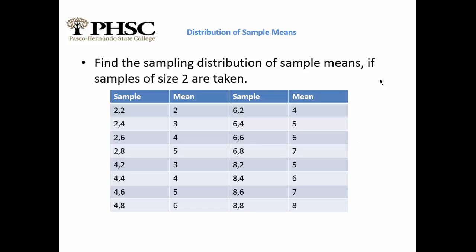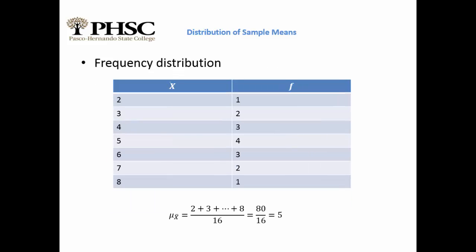So here we have some samples of size 2. For the first sample, and of course we're sampling with replacement, so a 2, 2 is possible to get. The first sample was 2, 2. It had a mean of 2. The second sample was 2, 4 with a mean of 3, 2, 6 with a mean of 4, and so on. These are all the samples that we got. And from here, we're able to find the frequency distribution.